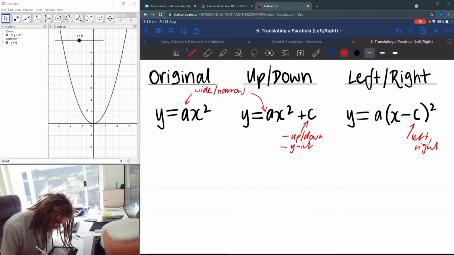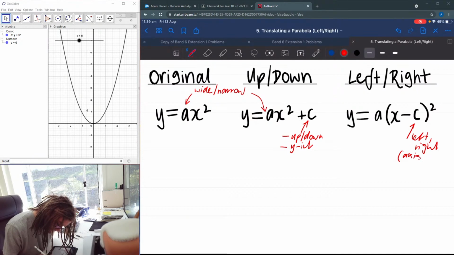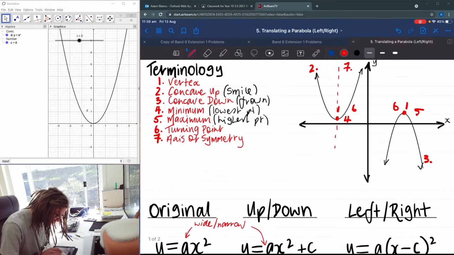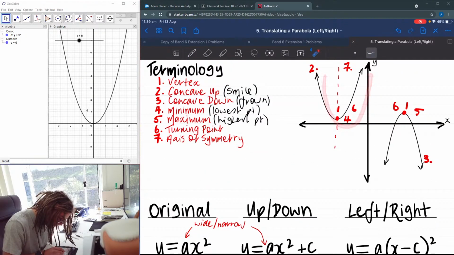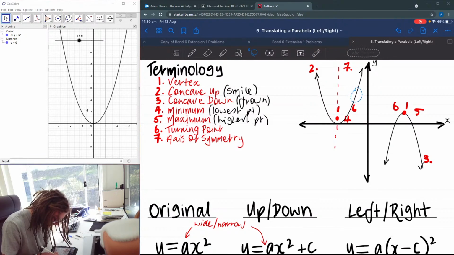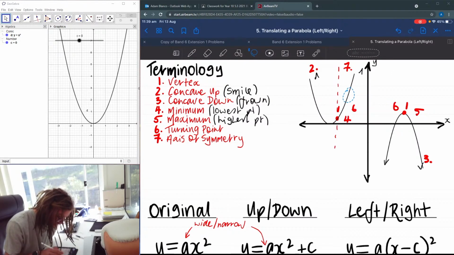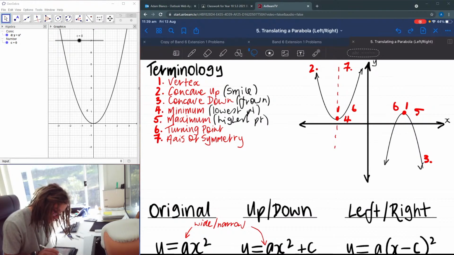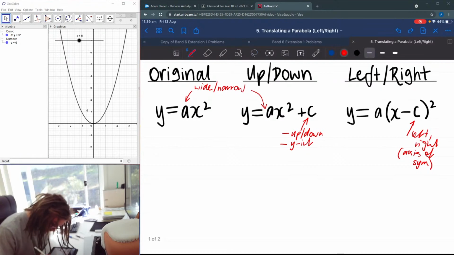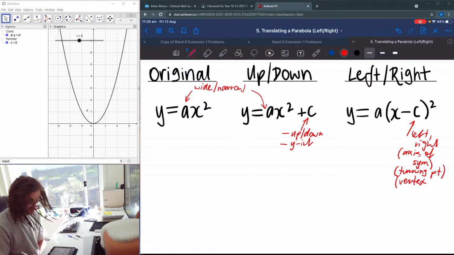And what that will tell you is where the axis of symmetry is. So if you think about it, if I had a parabola here and I moved it left and right, the only thing that's really going to change is the axis of symmetry and the turning point. You see here the turning point is whatever that is, and I move it here and the turning point obviously changes. So it changes the axis of symmetry, it also changes the turning point, and it also changes the vertex. So it changes a lot.